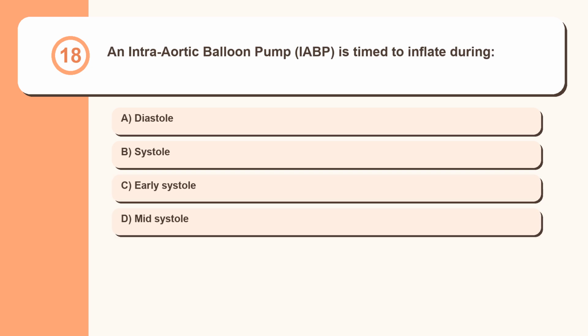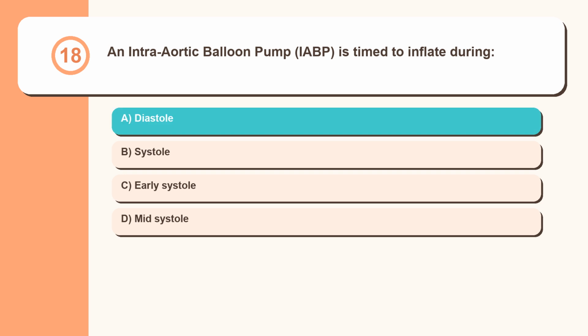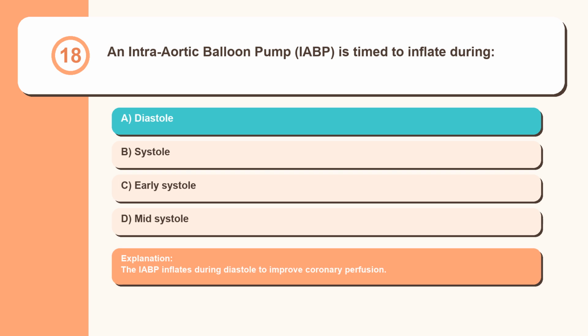Question 18. An intra-aortic balloon pump, IABP, is timed to inflate during diastole, systole, early systole, mid-systole. The IABP inflates during diastole to improve coronary perfusion.